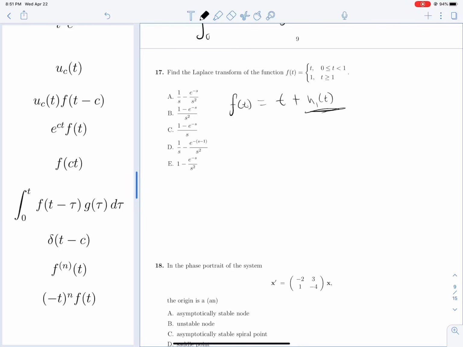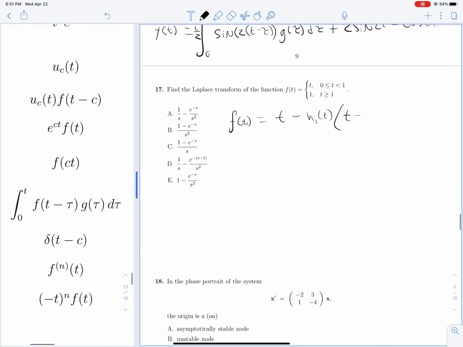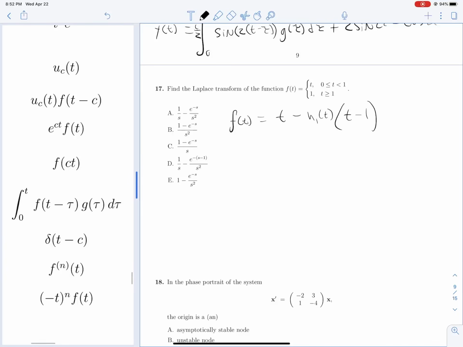So we can use this as kind of a switch that turns on at t is equal to 1. So u1 of t multiplied by, actually let's subtract it here and say t minus 1. So there we go.